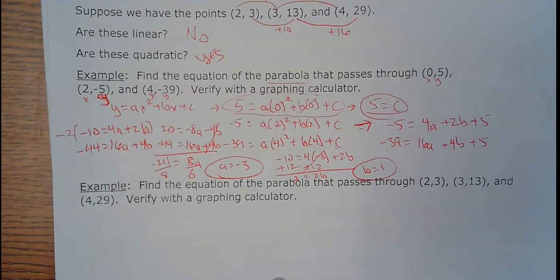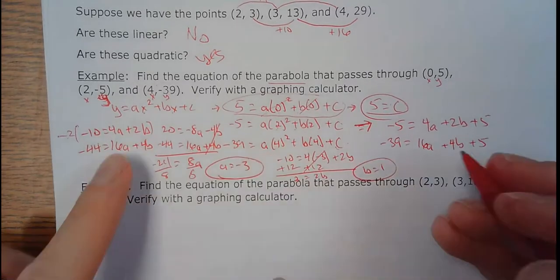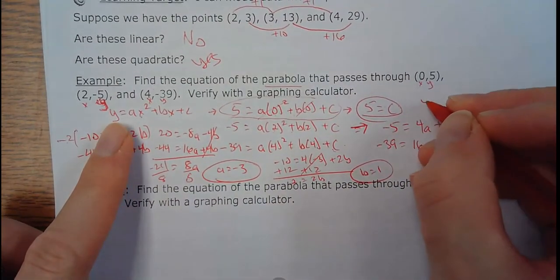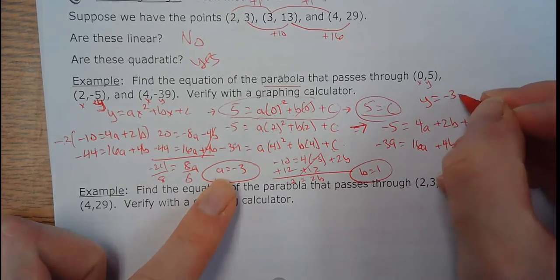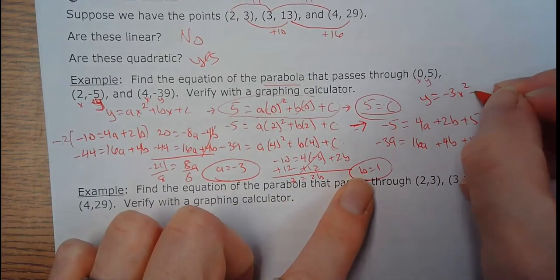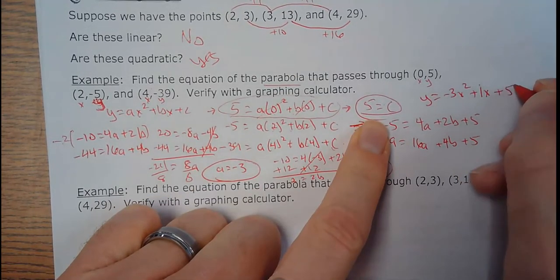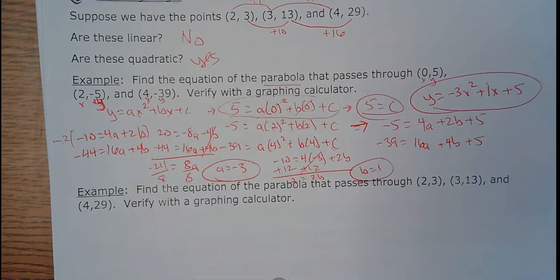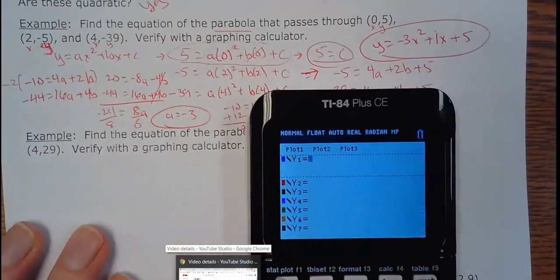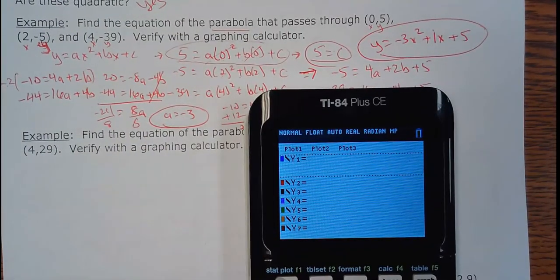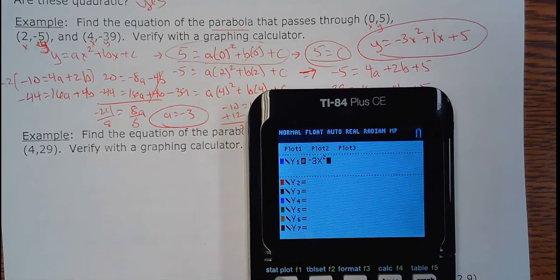Okay, so that's kind of the long way of doing it. And so if I plug these in now, I should get my final answer. My final answer is y equals negative 3x squared plus 1x plus 5. If you put those on the calculator and check it, it does go through those 3 points. So if I graph, and if you remember how to do this, you go y equals negative 3x squared plus, I can just put x plus 5 and hit graph.